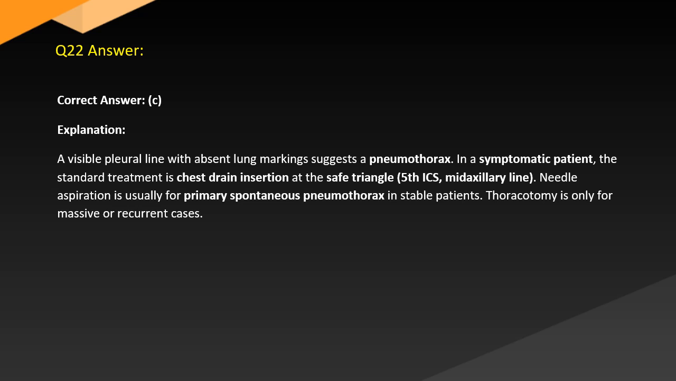Answer. Correct answer: C. Explanation. A visible pleural line with absent lung markings suggests a pneumothorax. In a symptomatic patient, the standard treatment is chest drain insertion in the safe triangle, fifth intercostal space mid-axillary line. Needle aspiration is usually for primary spontaneous pneumothorax in stable patients. Thoracotomy is only for massive or recurrent cases.